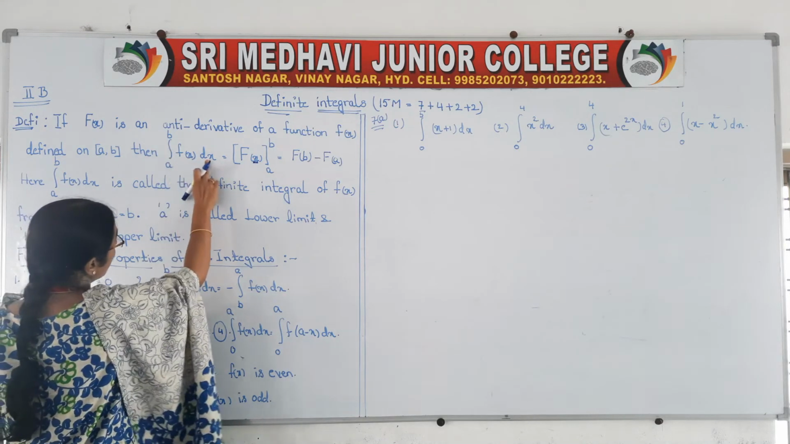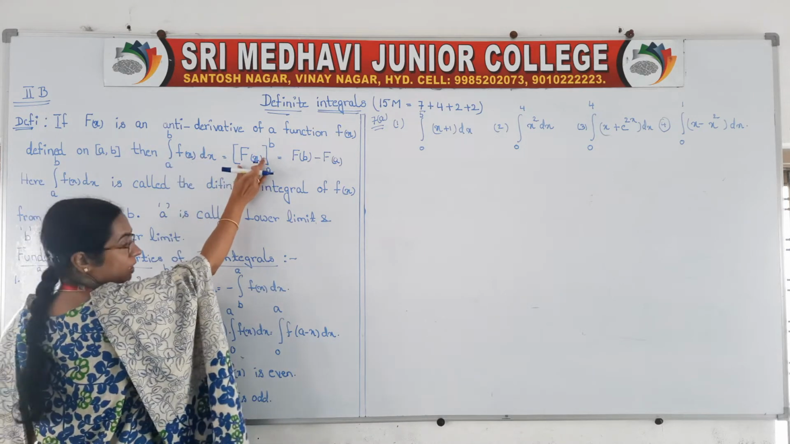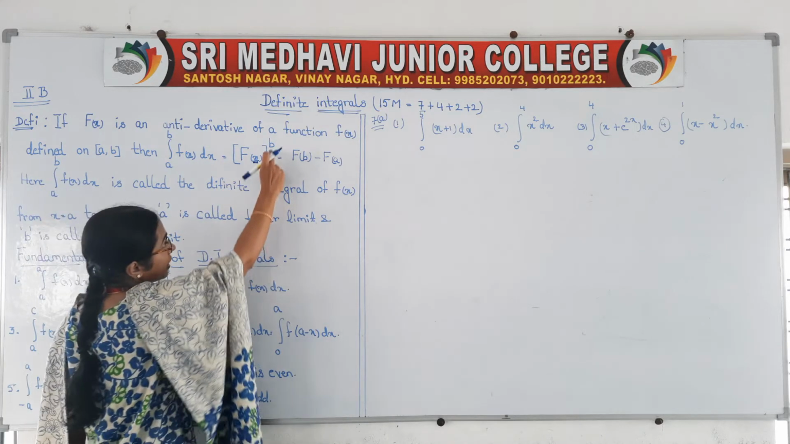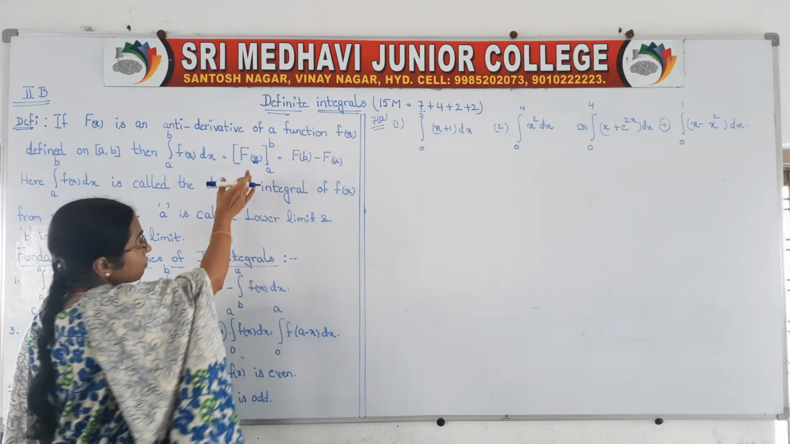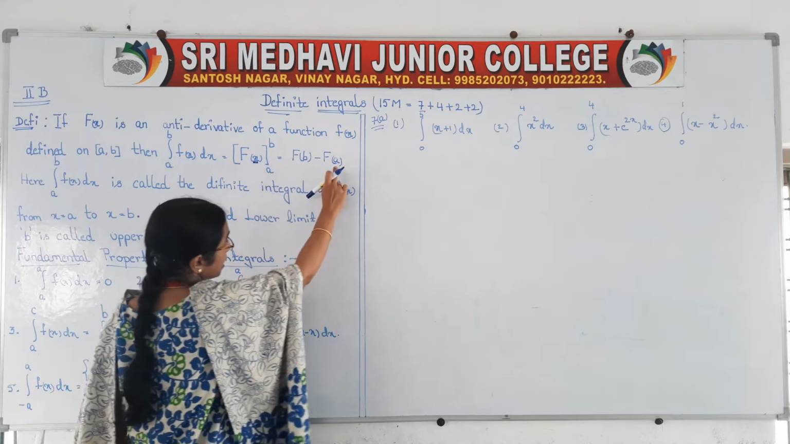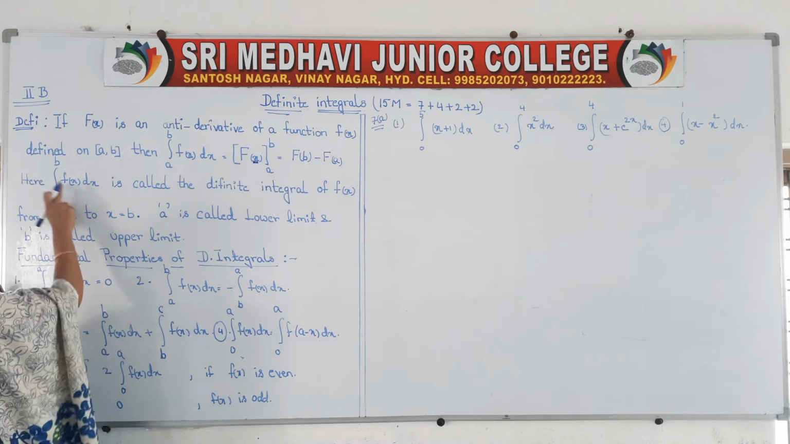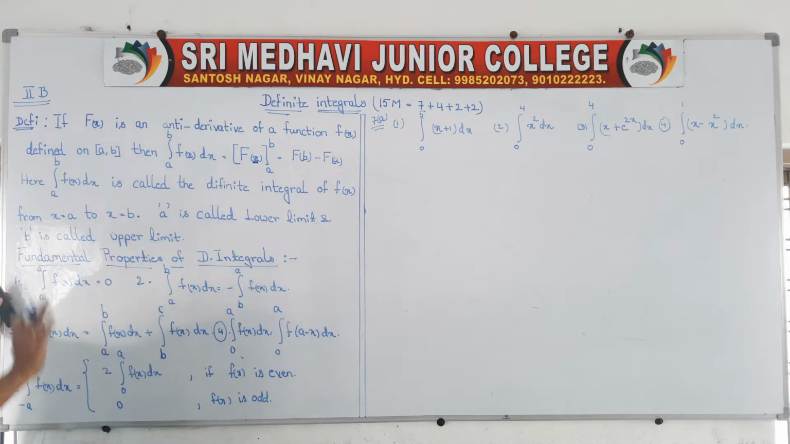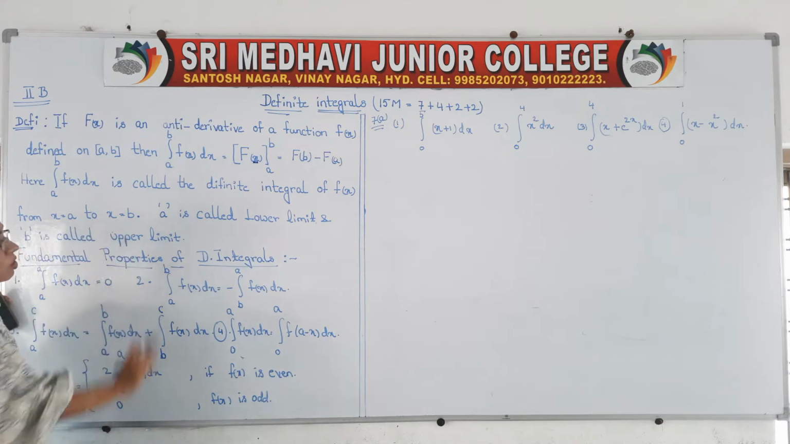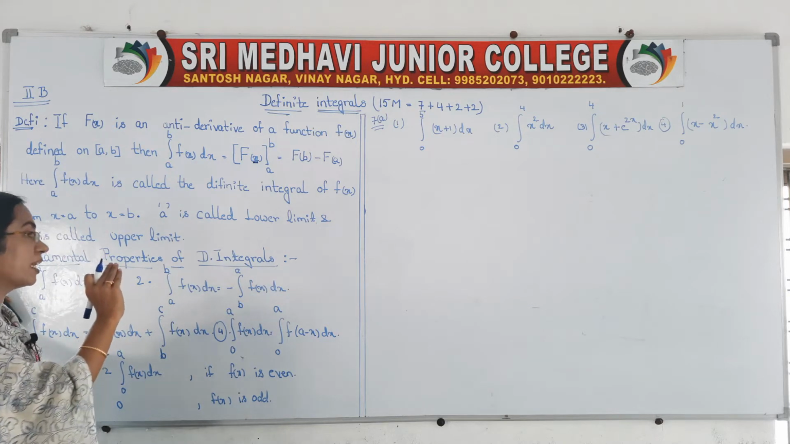Integral a to b f of x dx is equal to, after integrating, we will get one function, that function is capital F of x, and it is a to b. In this function, in x place, first we have to substitute the upper limit and in x place we have to substitute the lower limit. And this one, integral a to b f of x dx, is called the definite integral of f of x from x is equal to a to x is equal to b. Okay, so a is called the lower limit and b is called the upper limit.